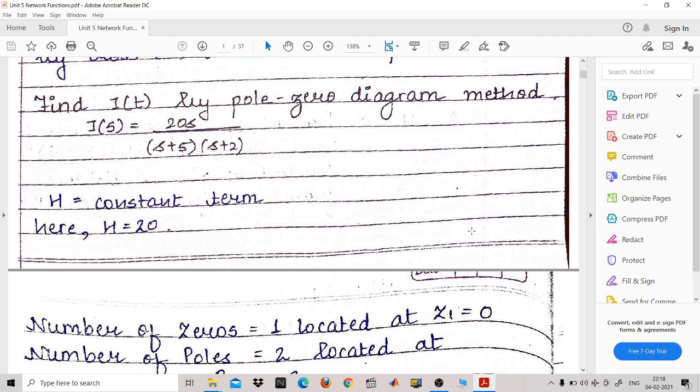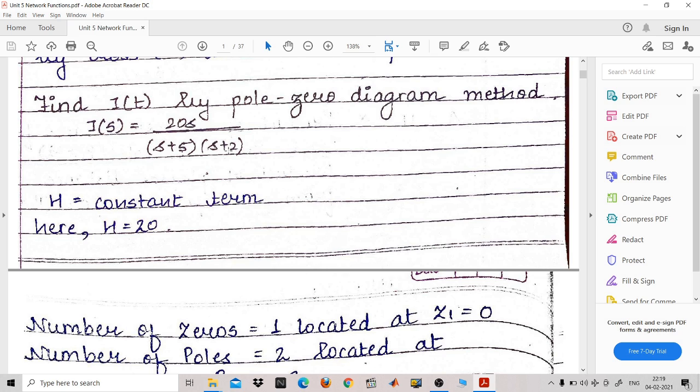Now we will take an example to find i of t by using the pole zero diagram. But before drawing the pole zero diagram, we will try to understand how to plot the zeros and the poles in the pole zero diagram. You know that we have this question: find i of t by the pole zero diagram method. In this case, the network function will be in terms of current, and it is in the s domain. So I of s equals 20s upon (s plus 5)(s plus 2).